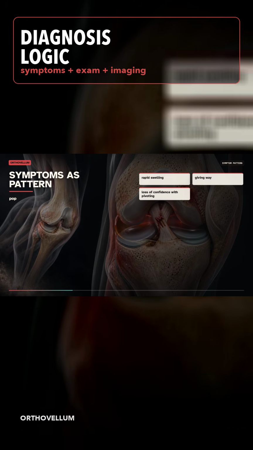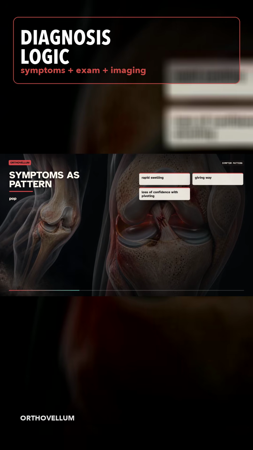The common symptoms cluster around pop, rapid swelling, giving way, loss of confidence with pivoting. Symptoms matter most when they form a pattern. One symptom by itself can mislead. A cluster is much more useful.